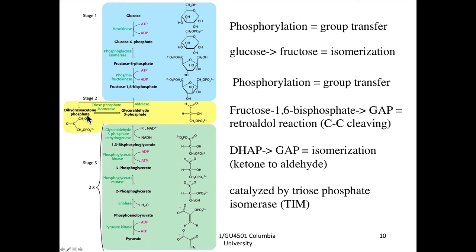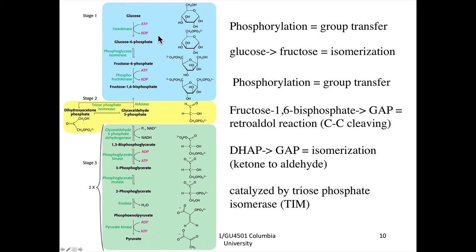Now, when we consider this step here, the 2 products of the retroaldol, dihydroxyacetone phosphate and glyceraldehyde 3-phosphate, have to be isomerized. In other words, DHAP here is isomerized or converted into glyceraldehyde 3-phosphate. So what kind of reaction is that? Well, again, the name of the enzyme gives us a clue, triose phosphate isomerase. It's an isomerase because, why? We're going from the ketone here to an aldehyde.